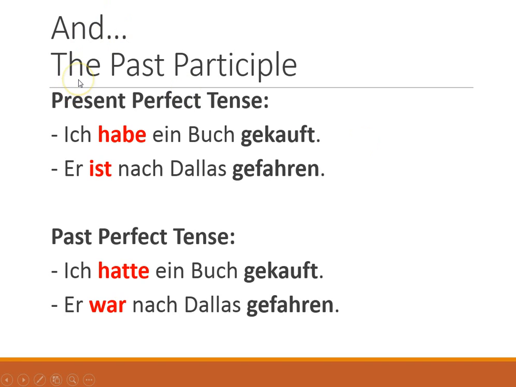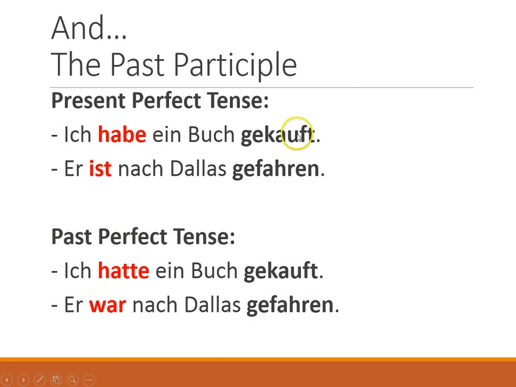In the present perfect tense, we would have said, Ich habe ein Buch gekauft. If you think of present as part of present perfect, you'll notice that the habe and the ist is in the present tense. Ist nach Deutschland gefahren. So now making this past perfect tense, we still utilize the past participles, kaufen, gekauft, fahren, ist gefahren, but now this is past perfect tense.